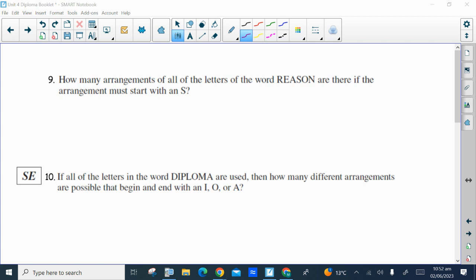So looking at some permutations and combinations questions. How many arrangements of all the letters of the word reason are there if the arrangement must start with an S? So there are 6 letters there, but the first letter must start with an S. So there's only one way that can happen. And then you have 5 other letters to arrange. There's no repetition there, so it's just 1 times 5 factorial. 5 factorial is 120 times 1 is 120.